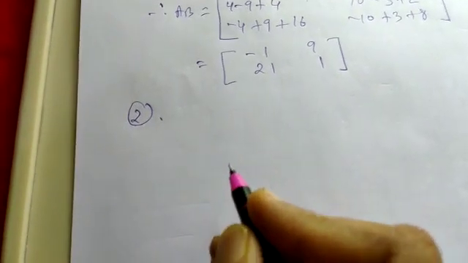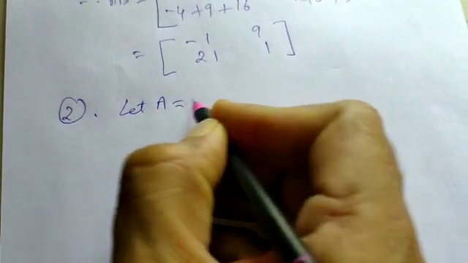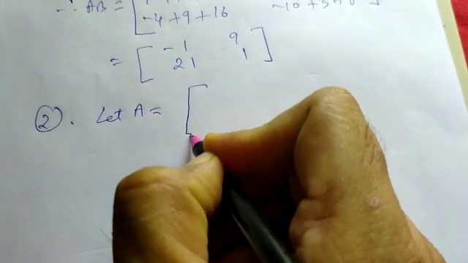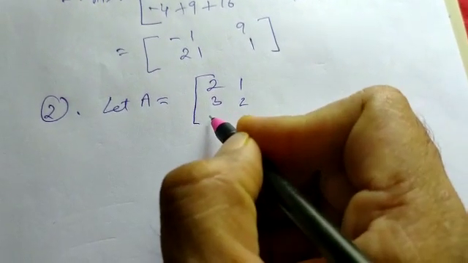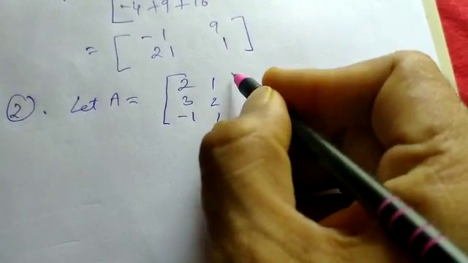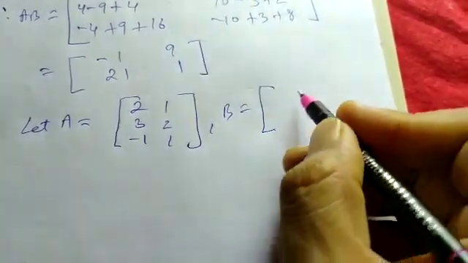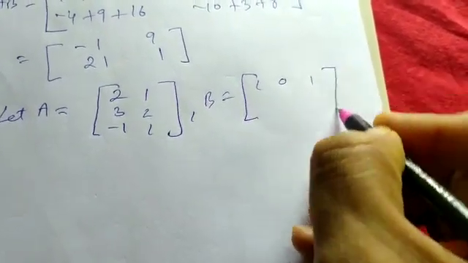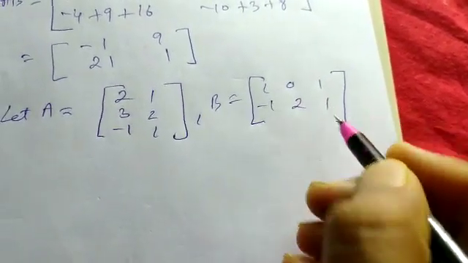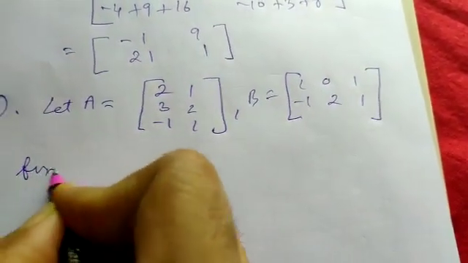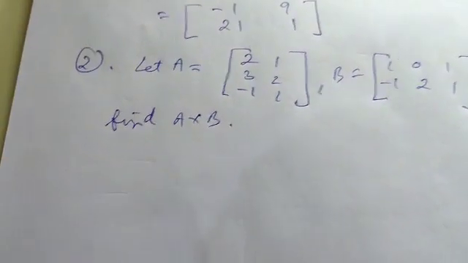Now let us do one more question. Let A equal to say 2 1, 3 2, minus 1 1, and the matrix B we will take as 1 0 1 and minus 1 2 1. Find, in this case, A cross B.